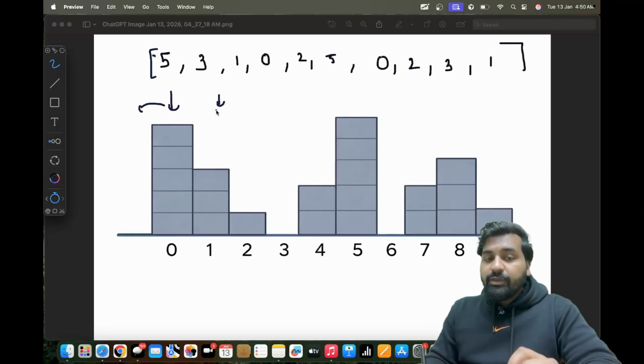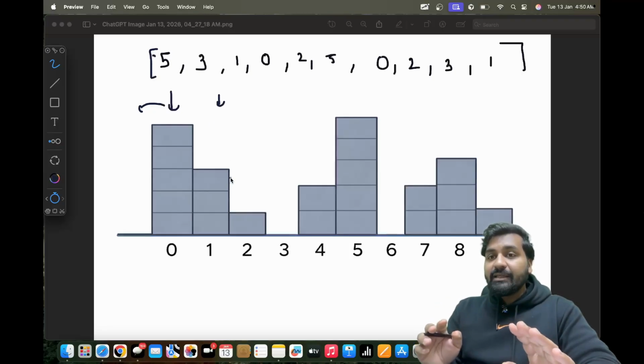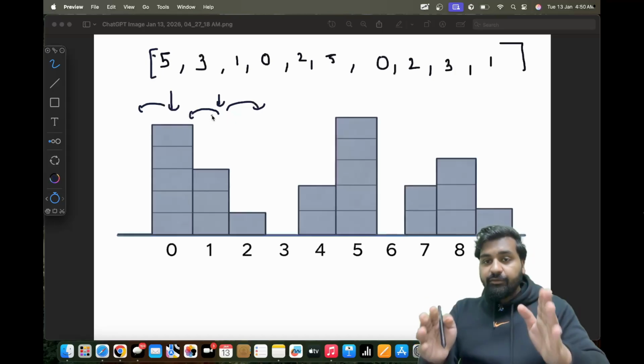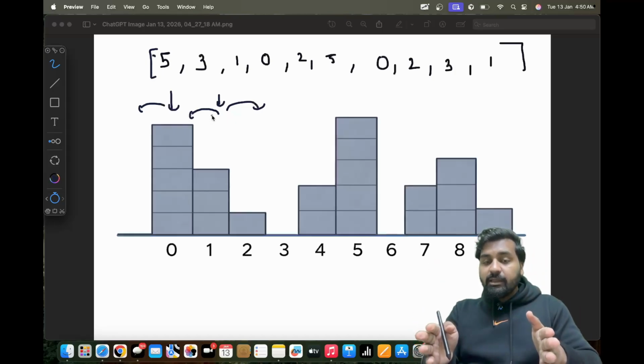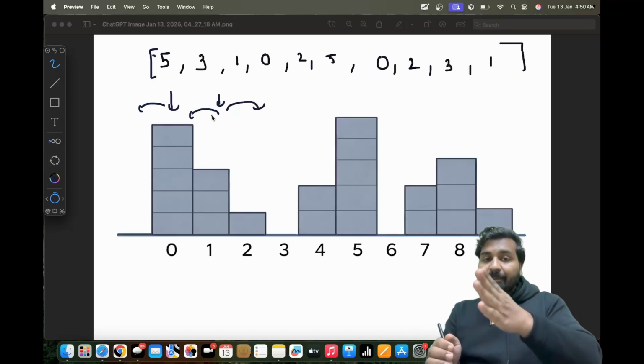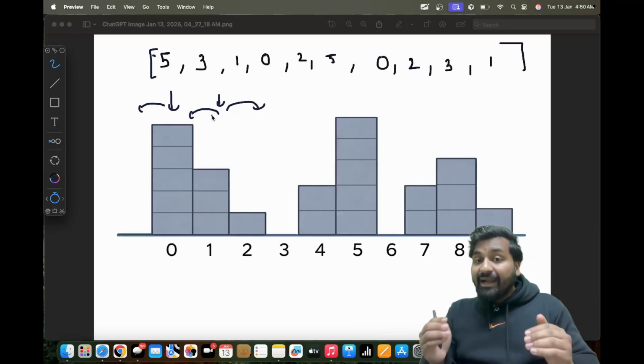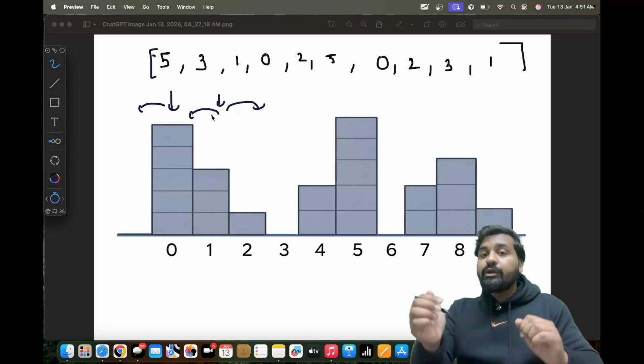So if you think about it, for a particular building, if you want to see how much water this building can store, we have to basically think about the left side maximum and the right side maximum. What does that mean? If we are trapped between two buildings, we have to find out the maximum building on the left side and the maximum building on the right side. That can only help me understand how much water can be stored.